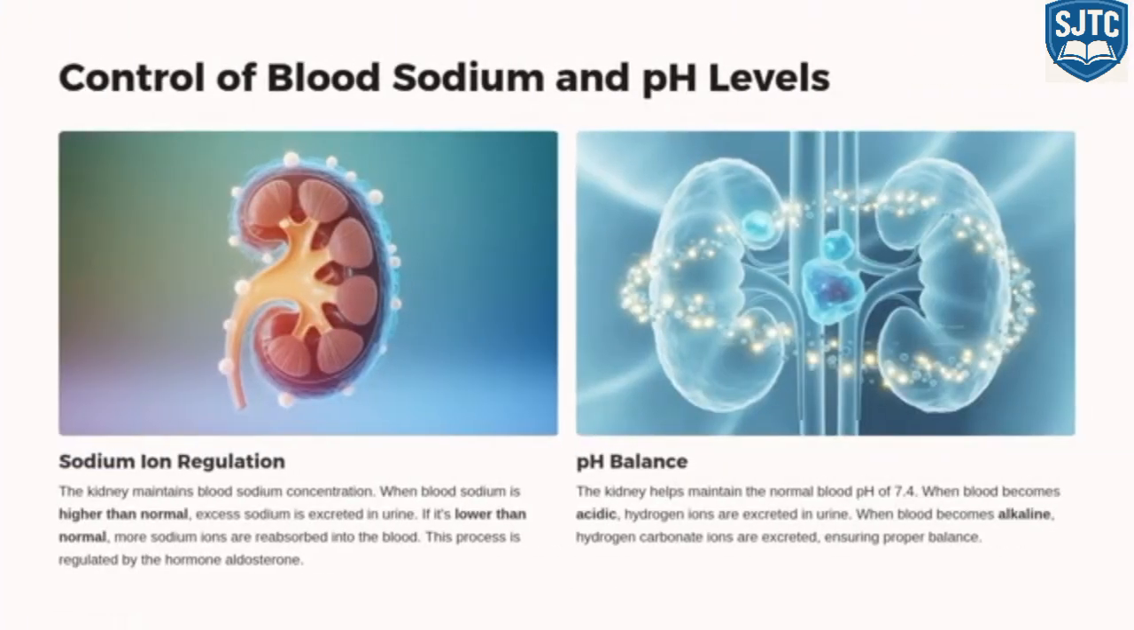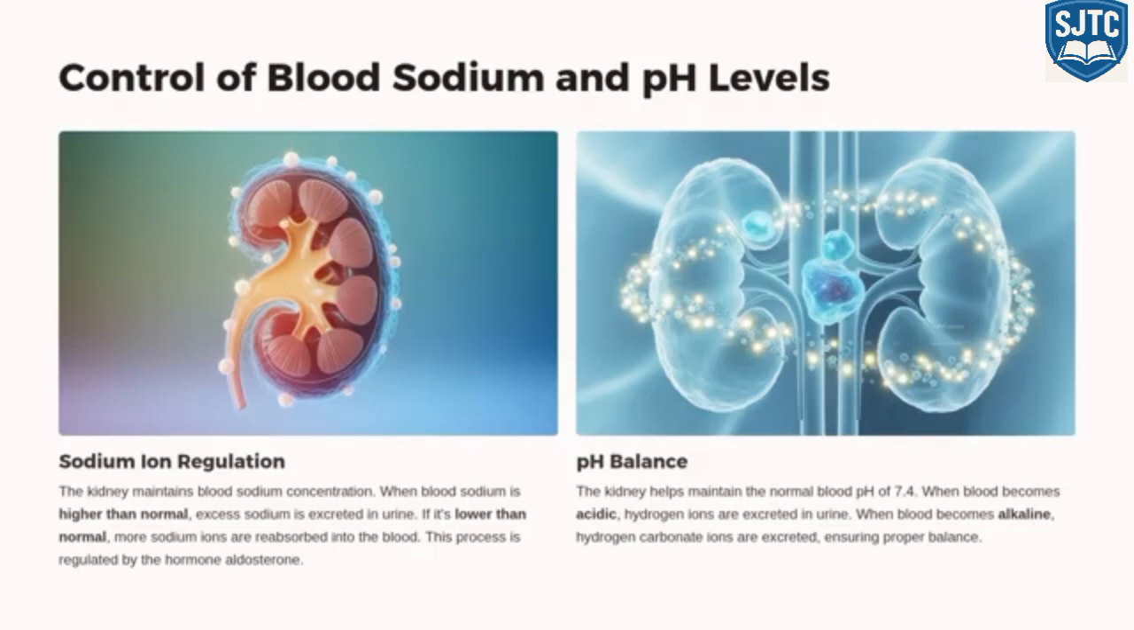Control of blood sodium and pH levels. Sodium ion regulation: the kidney maintains blood sodium concentration. When blood sodium is higher than normal, excess sodium is excreted in urine. If it's lower than normal, more sodium ions are reabsorbed into the blood. This process is regulated by the hormone aldosterone.